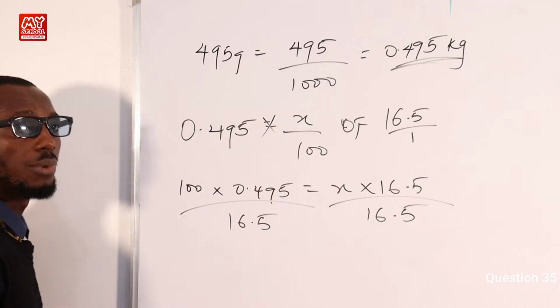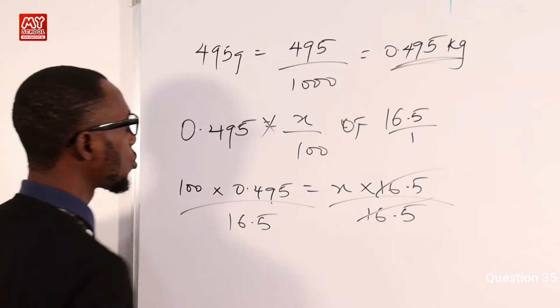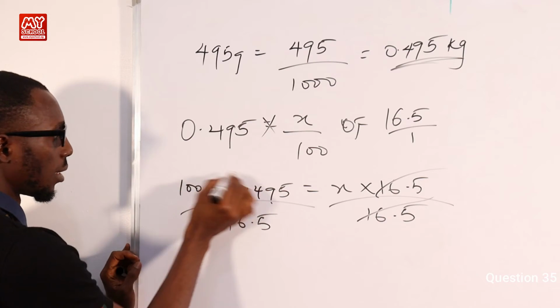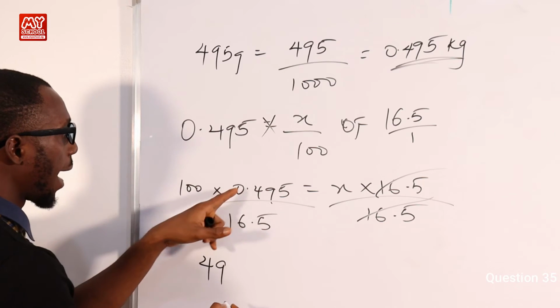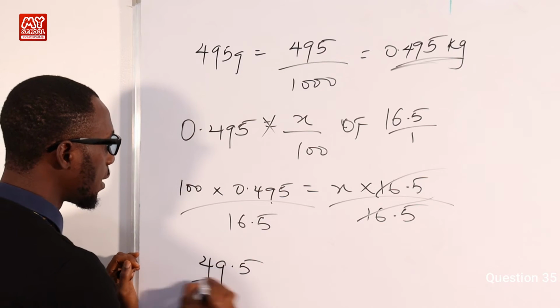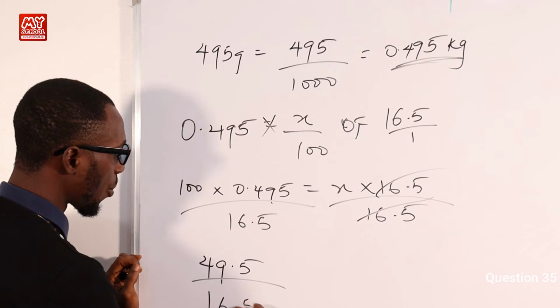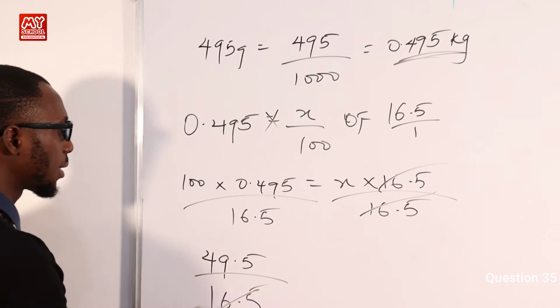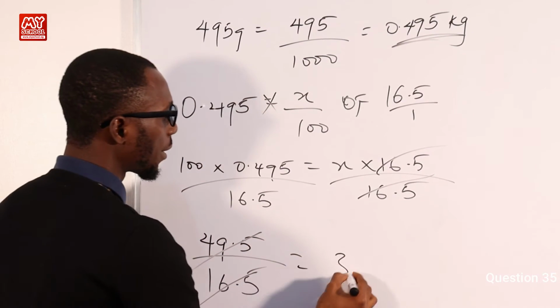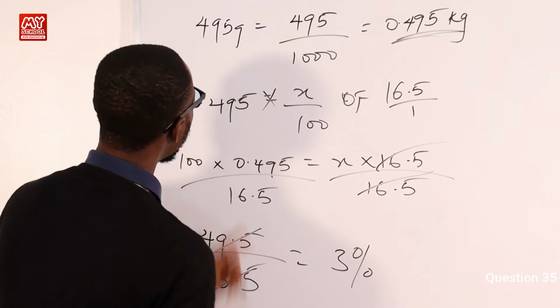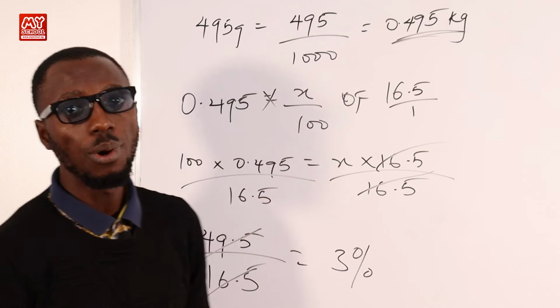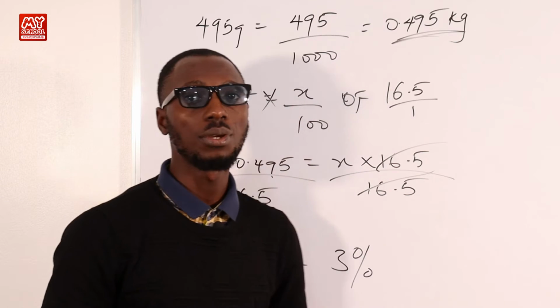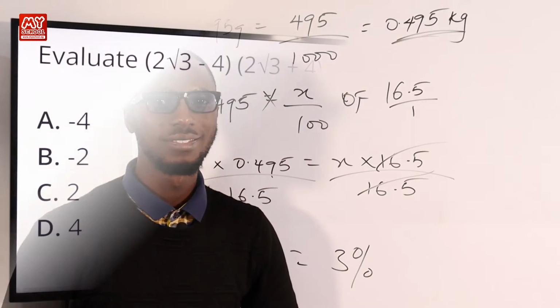If we multiply the numerator here, 100 times 0.495 will give you 49.5, divided by 16.5. When this cancels, we are going to have 3. So that implies 495 gram is 3% of 16.5 kilogram. That makes option A correct.